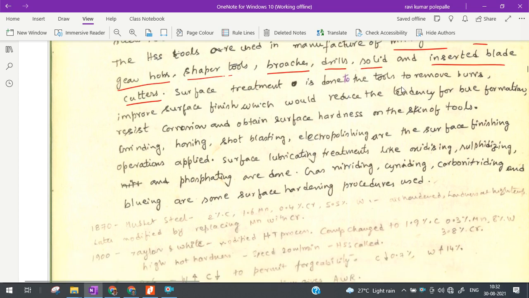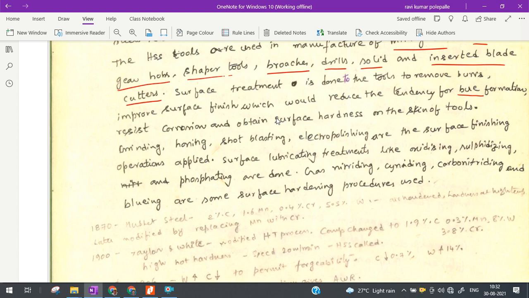Surface treatment is done to remove the burrs and improve the surface finish, which will prevent built-up edge formation. So surface finish should be as good as possible so as to reduce the friction and thereby the built-up edge formation. Further, corrosion resistance and skin hardness shall be obtained.